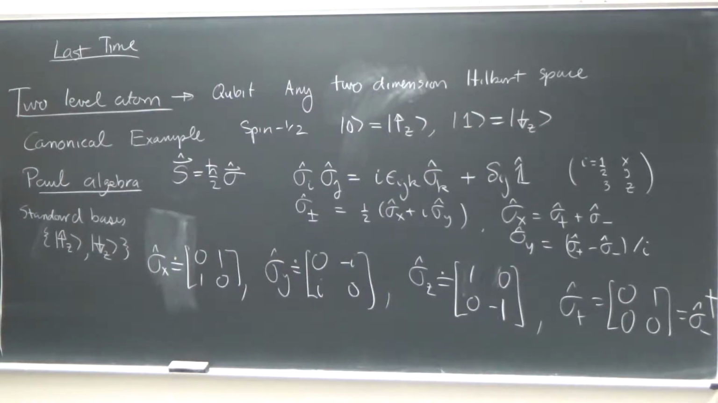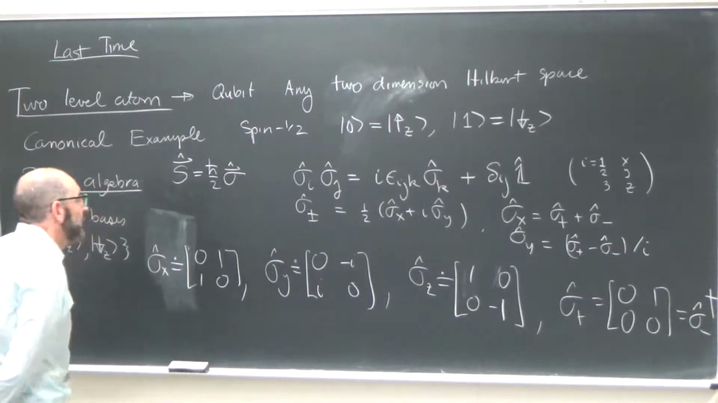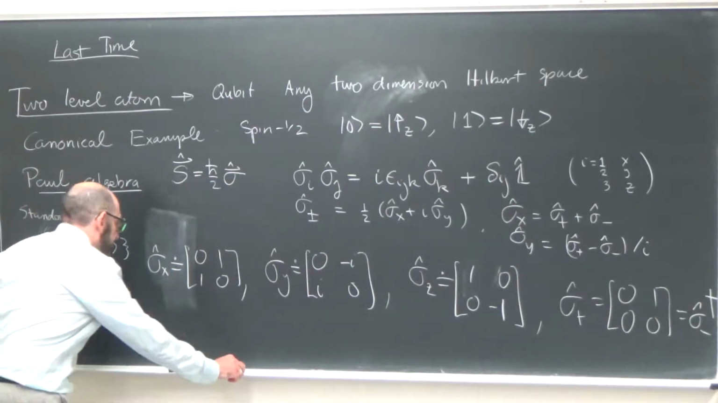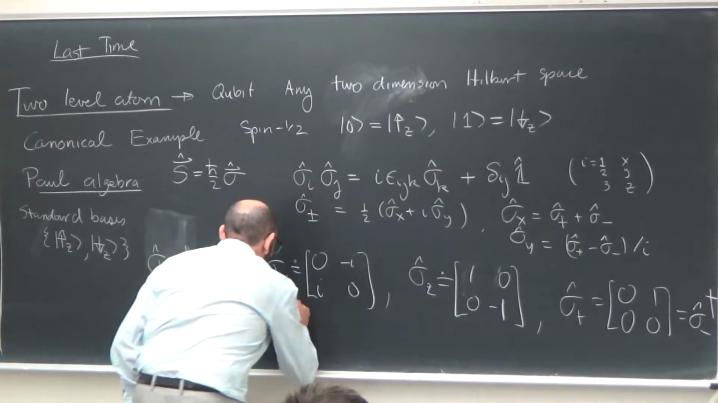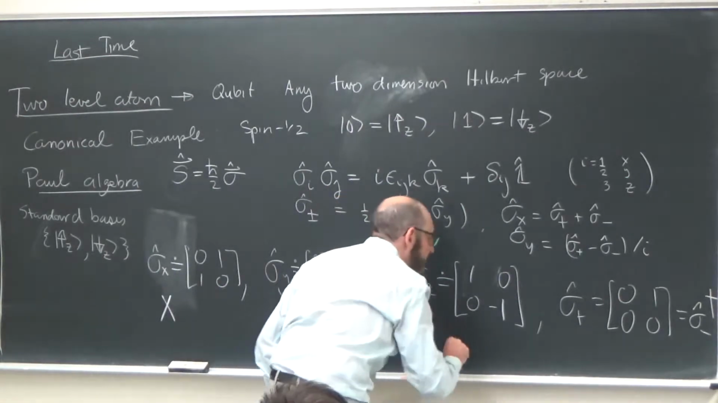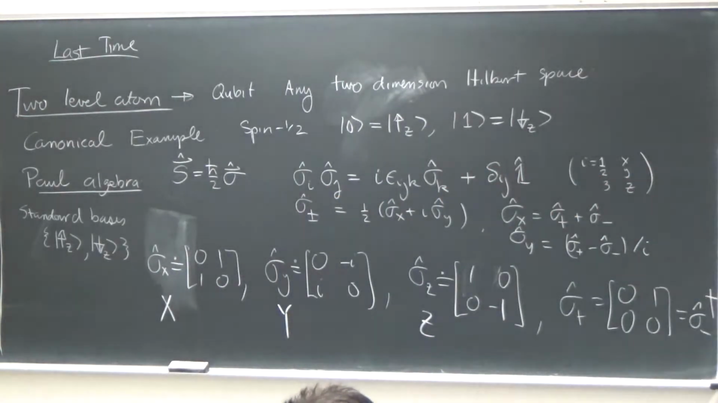Right, so we often talk about the Pauli matrices, and when we do that, we are thinking about the representation of these operators with respect to the standard basis. And often these are called X, Y, and Z, but I don't do that. We'll call them sigma X, sigma Y, and sigma Z.